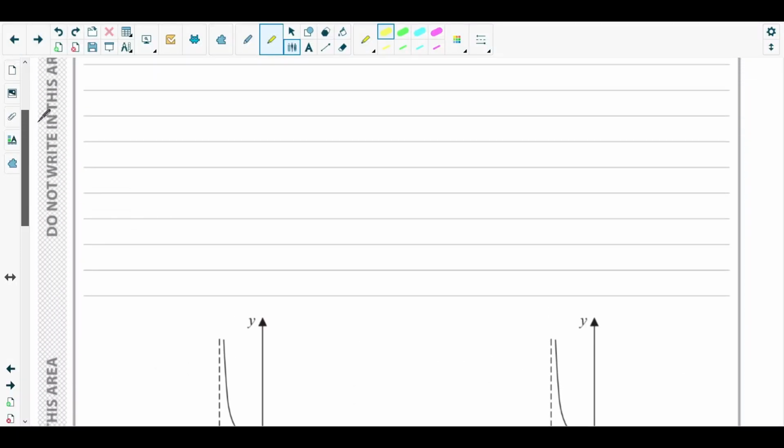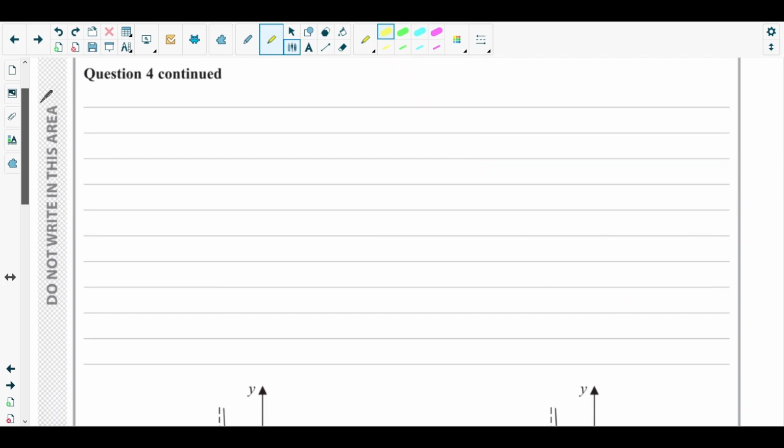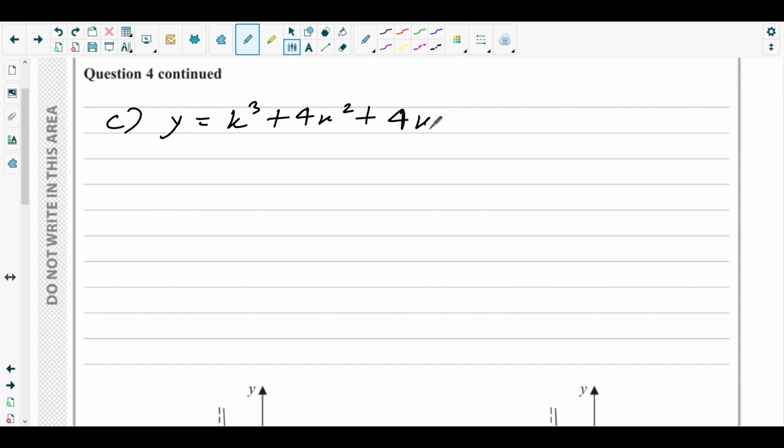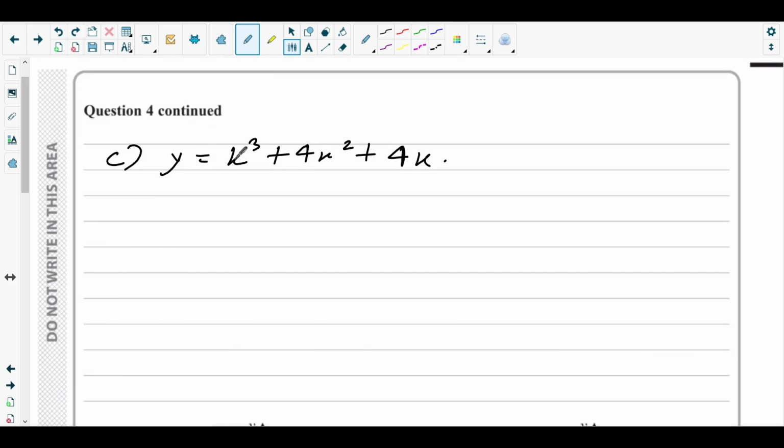So for part C, it is basically a cubic equation, which is x cubed plus 4x squared plus 4x. So we know that for a cubic curve, whether it is increasing or decreasing depends on the coefficient of x cubed. Here the coefficient of x cubed is positive, so that means it will be an increasing curve.